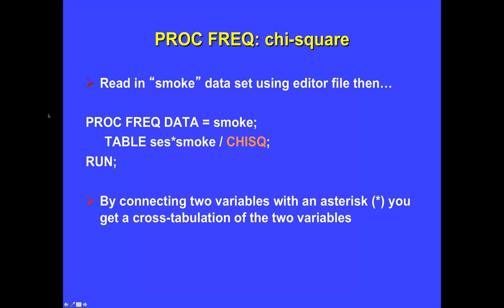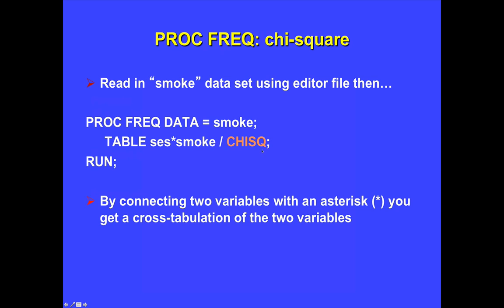So let's jump into an example in SAS. In the editor file for this lesson, there's some code that will read data into a new data set called smoke, and then we can look at a cross-tabulation between a variable named SES and a variable named smoke. And you've seen proc freq before. You're familiar with table statements. As a reminder, if you want to generate a cross-tabulation table, you simply need to use an asterisk to connect the two variables that you want to form your rows and columns of the table.